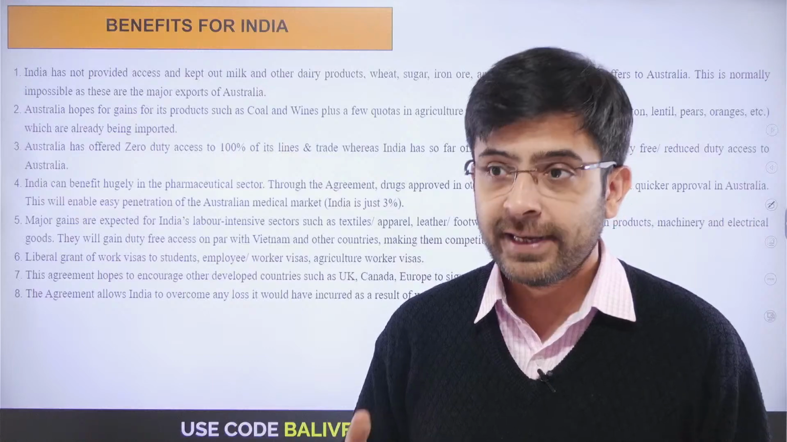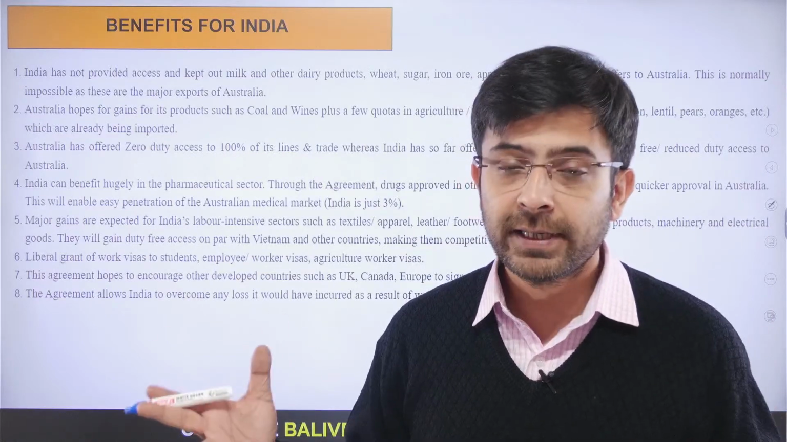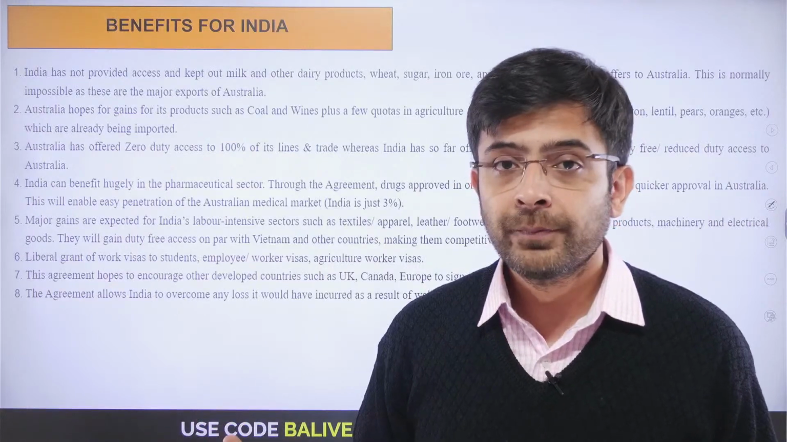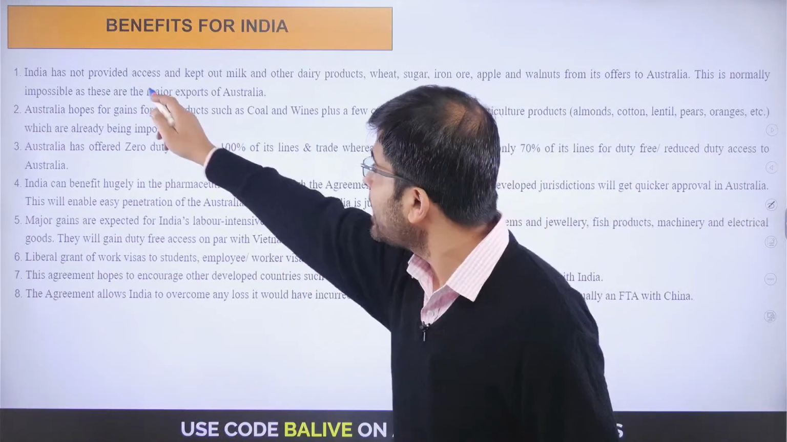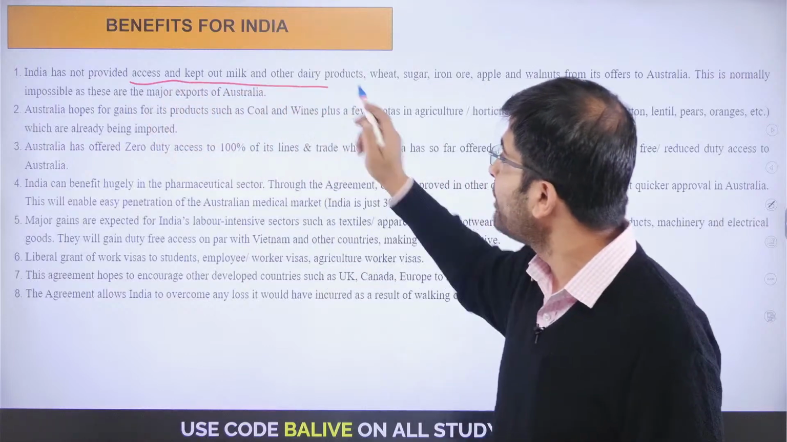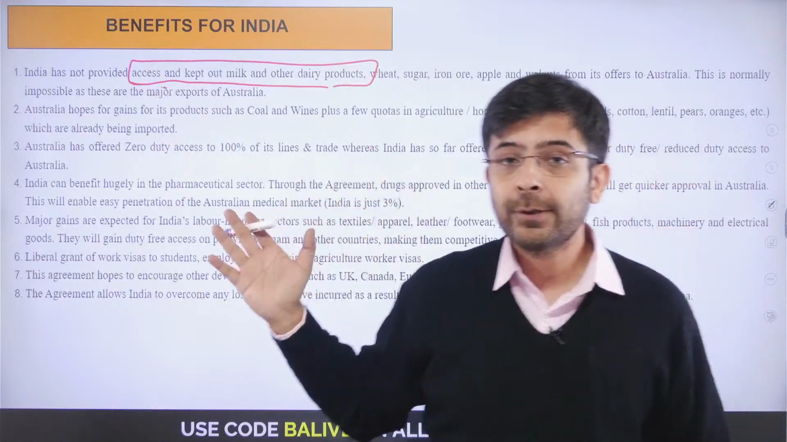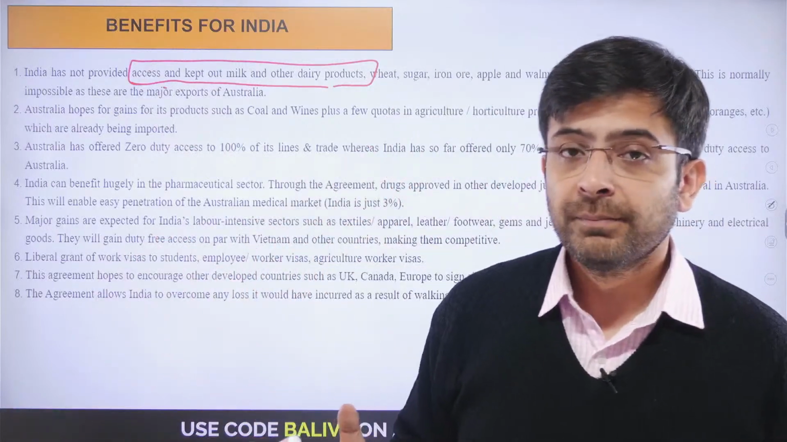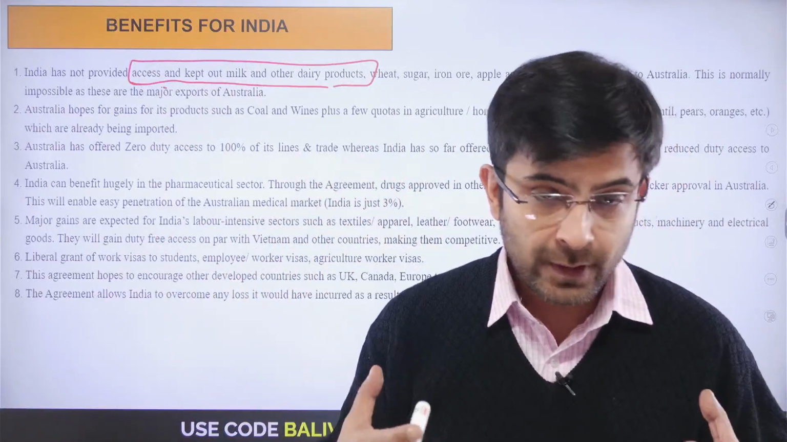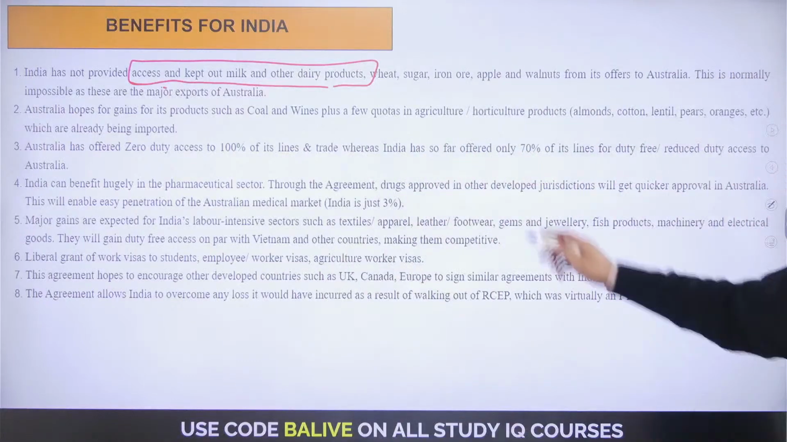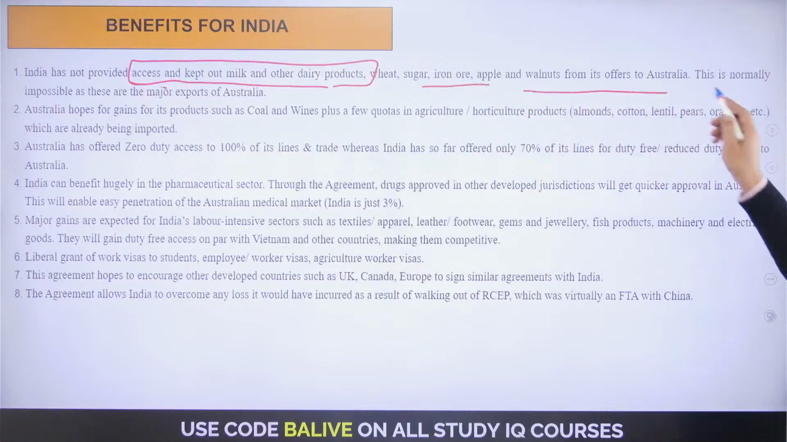You have regional milk companies and national significance milk companies in India that are already doing good work. Which is why India has not provided access and has kept out milk and other dairy products. India has also done this with the US of A. Yes, milk is one sector that India keeps very close to its chest. So this is also kept out. You're looking at wheat, sugar, iron ore, apple, walnuts. All of this is not a part of this.